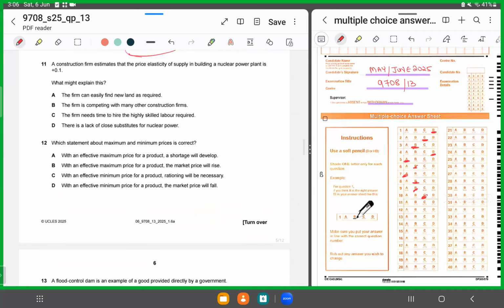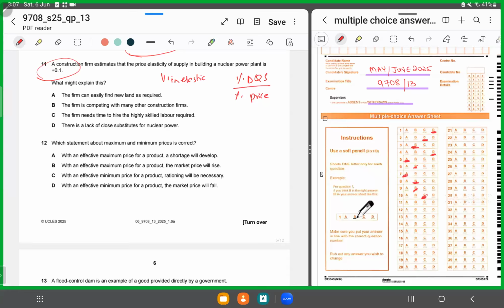MCQ number 11 displays the price elasticity of supply figure for a nuclear power plant. They say it's a positive 0.1. Now notice it's a positive 0.1, which means it shows that it is what? It is very price inelastic. Not elastic, it's very price inelastic. So it's very inelastic, which means it's not relatively easy to respond to change in price.